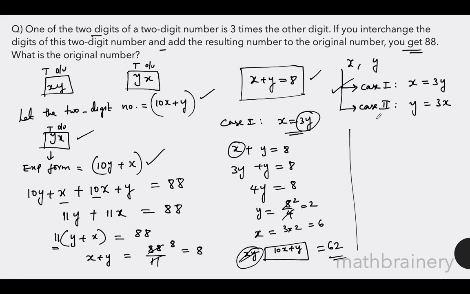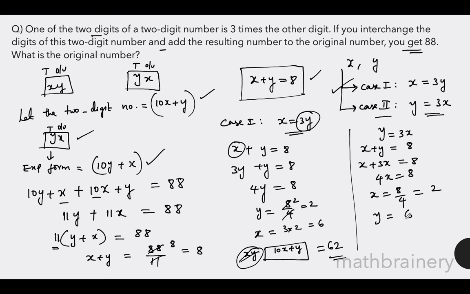Now let's go for the second case, when y is equal to 3x. When you have y is equal to 3x, substitute it in the equation x plus y is equal to 8. x plus 3x is equal to 8. So 4x is equal to 8. So what is x? x is equal to 8 by 4, which is 2. And what is y? y is equal to 3 times 2, which is 6.